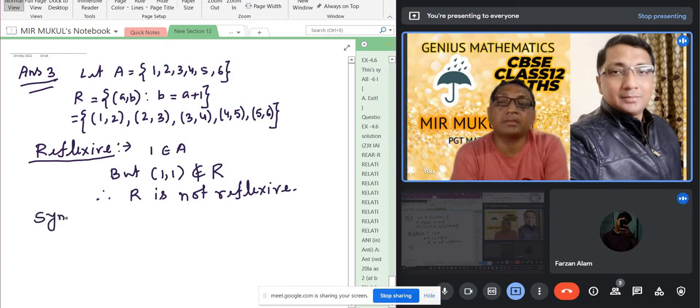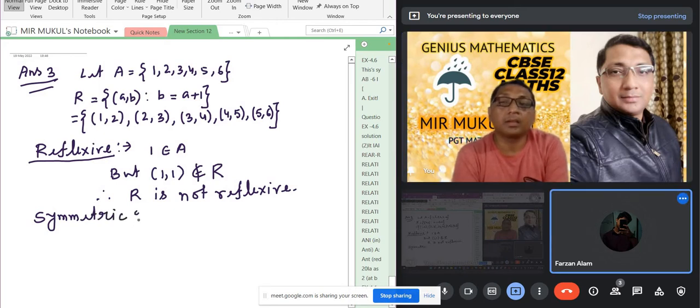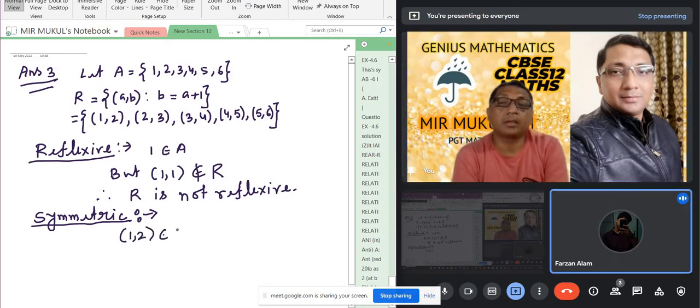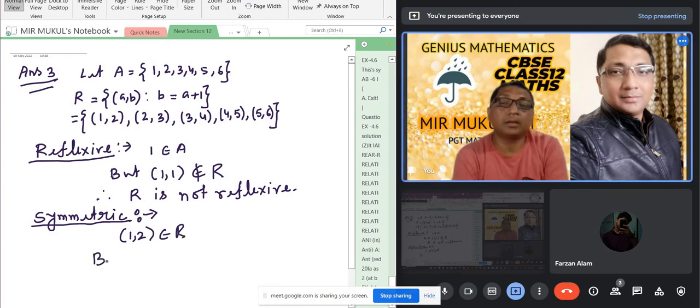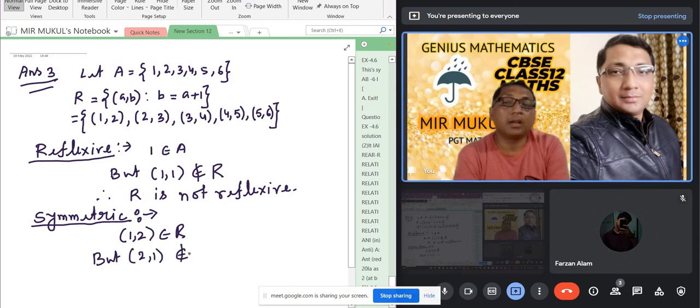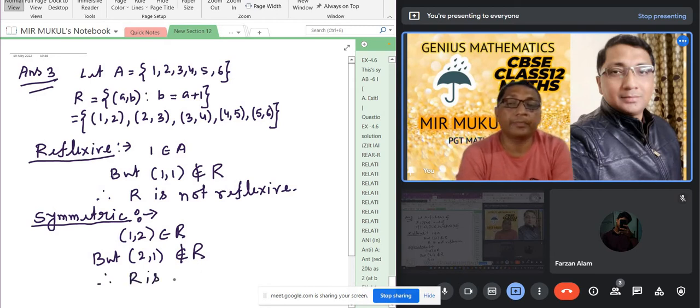Then symmetric. Here (1, 2) belongs to R, but (2, 1) does not belong to R. Therefore, R is not symmetric.